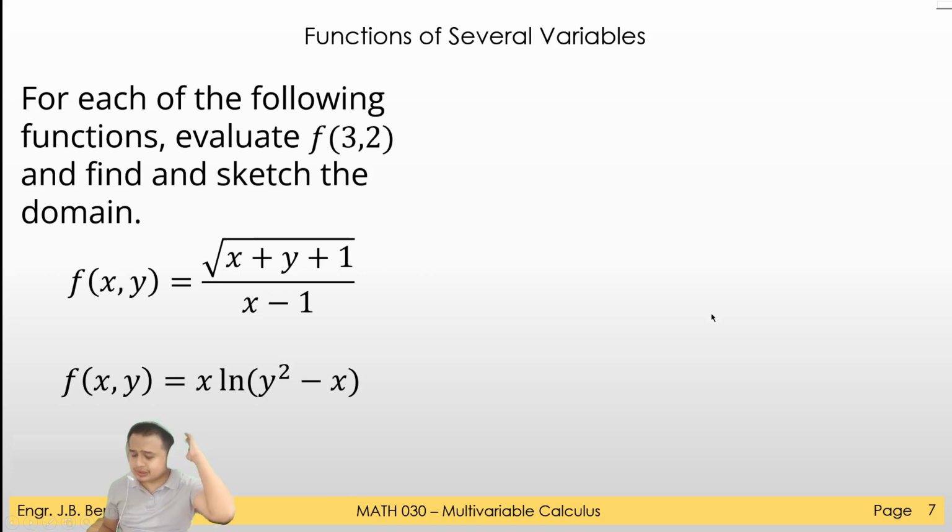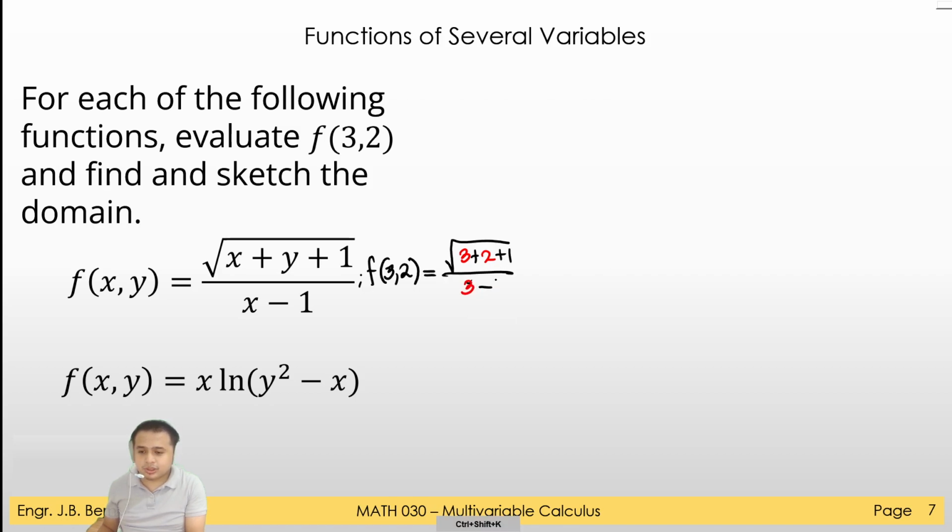Let's get into it and start remembering the previous concepts in algebra and calculus. We can find the domain, we can find the range, we can evaluate the functions. So let's say we want to evaluate the first function here. If f of 3, 2 is equal to what? You can just substitute the values here. You have 3, you have 2, and then 1, over 3 minus 1. So 3 minus 1 is 2, and this will be the square root of 6 over 2. This will be your evaluated value.